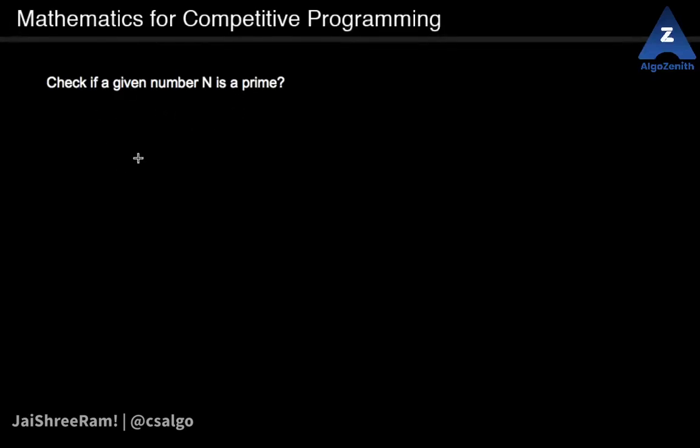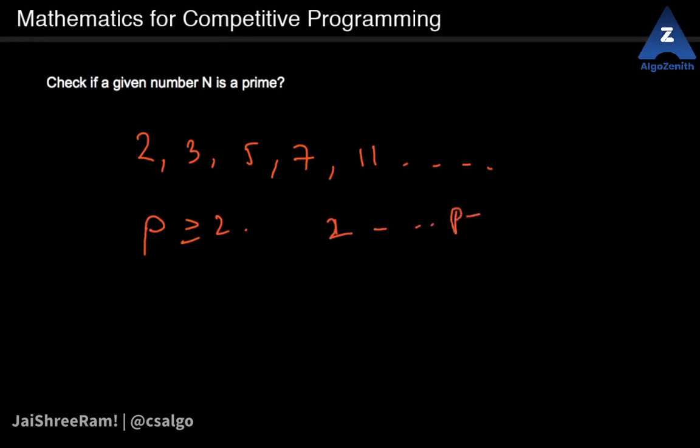As we know, the prime numbers are 2, 3, 5, 7, 11, and so on. By definition, a number p is called prime if p is greater than or equal to 2, and there is no number from 2 to p minus 1 which divides p. By default, 1 is not taken as a prime number, and a number which is not prime is called composite. So given a number, we need to check whether it is prime or not.